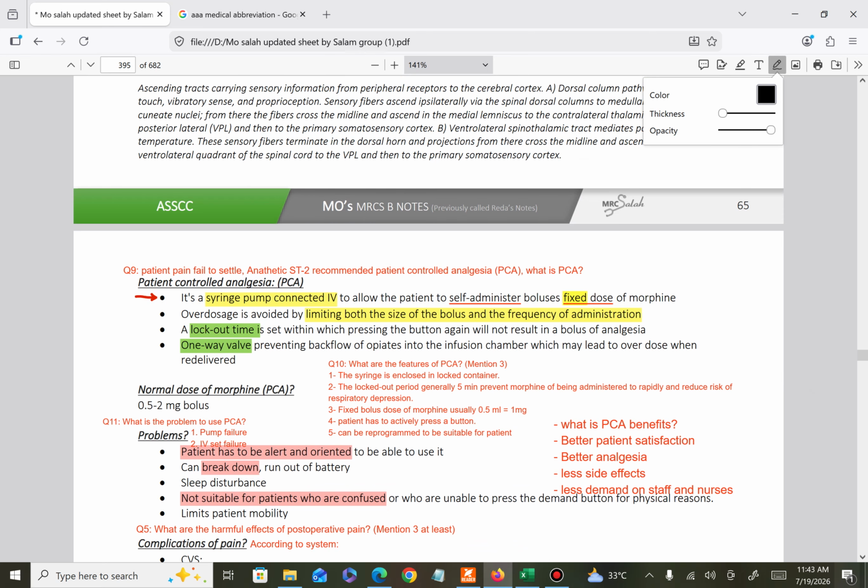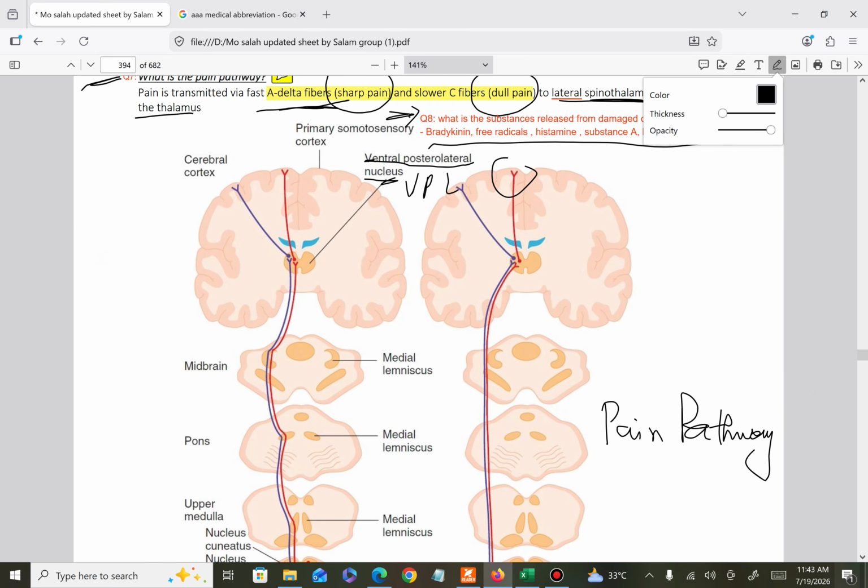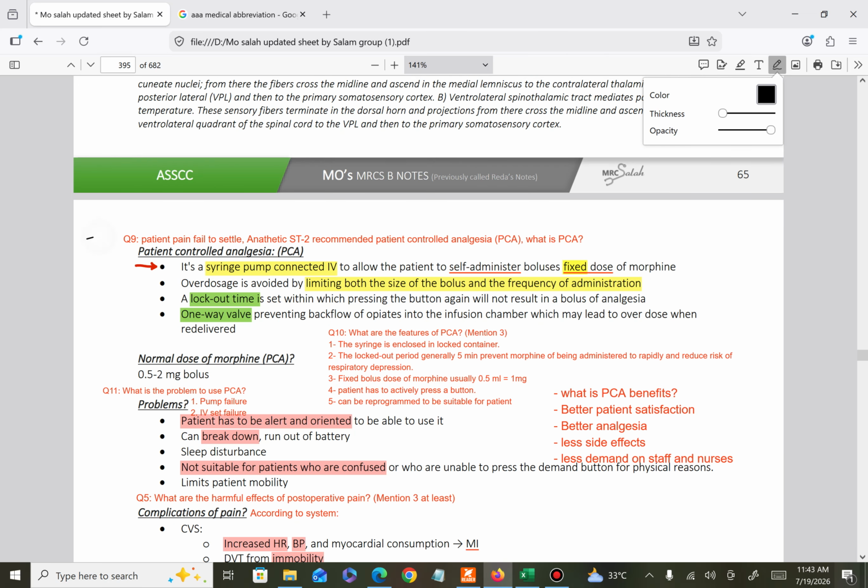Then moving to the next question, question number 9. Question number 9 is, patient's pain failed to settle. Anesthetic ST2 recommends patient-controlled analgesia, PCA. So what is PCA? Patient-controlled analgesia, PCA, is a syringe pump connected IV to allow the patient to self-administer boluses of a fixed dose of morphine.